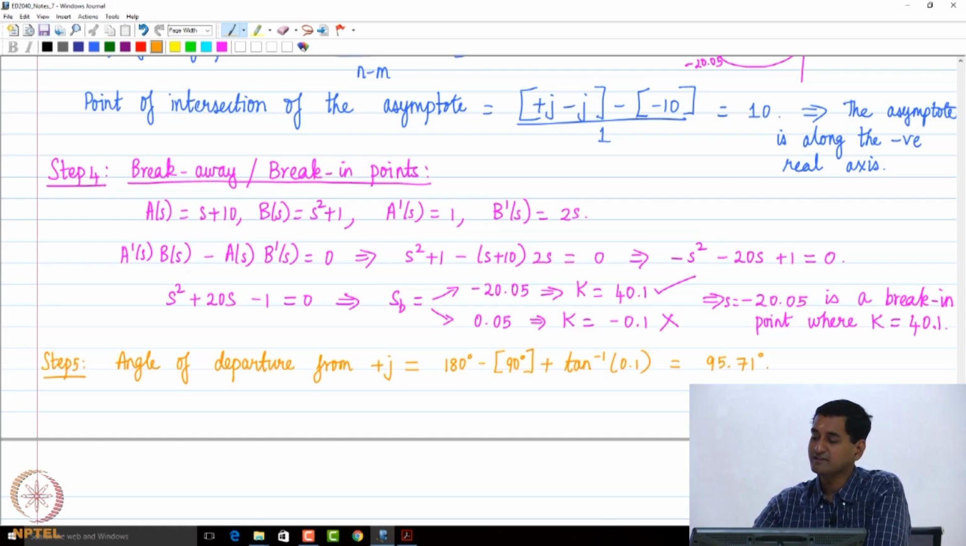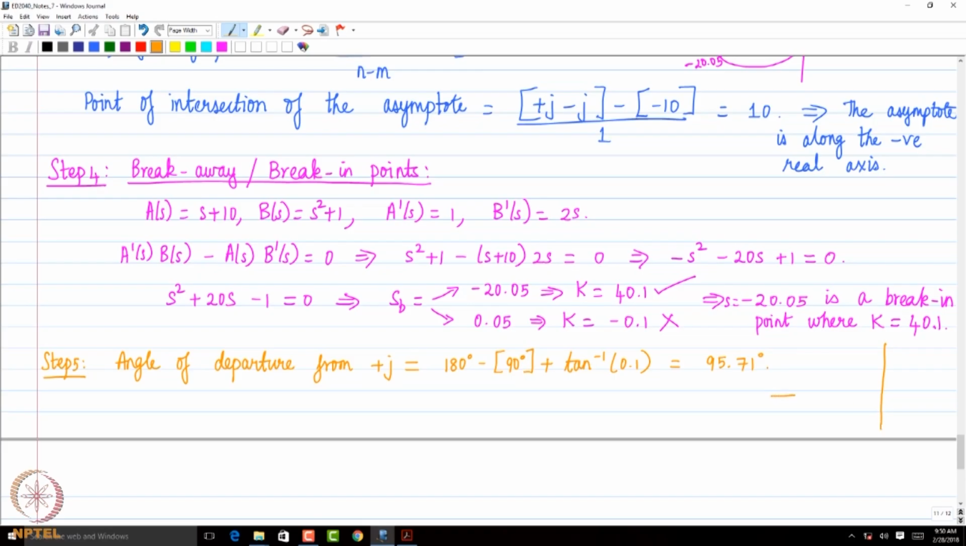the plus j pole. So what it really means is that if I consider the S plane once again, and if I consider the pole at plus j, the root locus is going to depart at an angle which is 95.71, right. So then what can you say about minus j? It is going to be symmetric, a mirror image. Why? Because you can only have complex conjugate poles, right. So you can immediately figure out that the angle of departure from minus j is going to be either 360 minus this or minus 95.71, but anyway I will calculate so that we will convince ourselves, right.